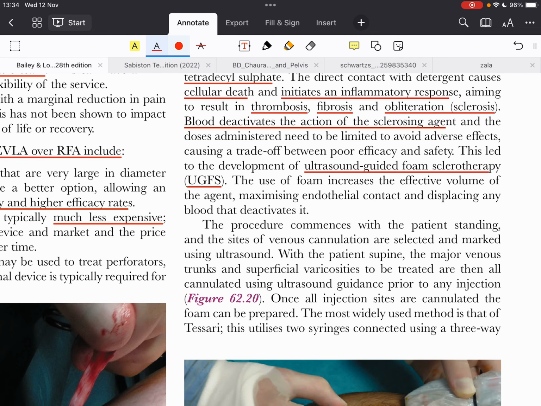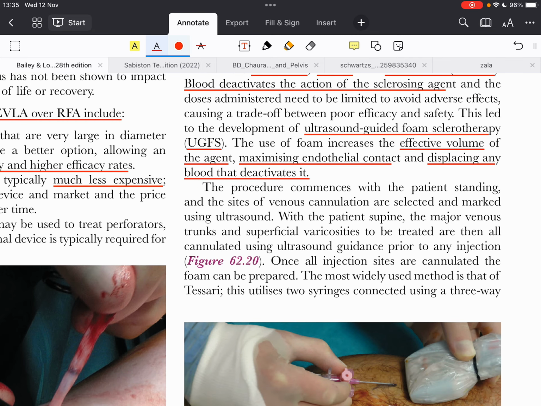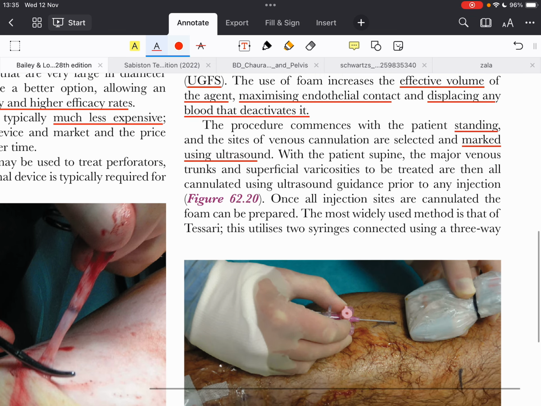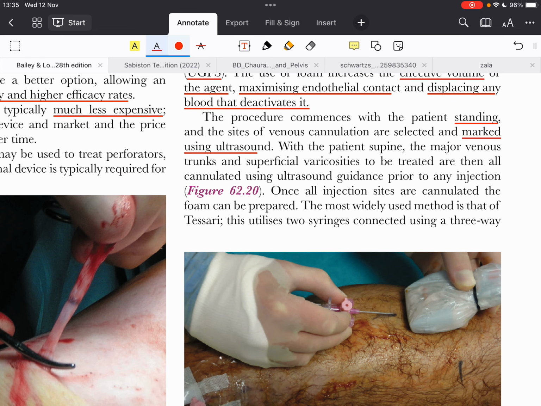The use of foam increases the effective volume of the agent, maximizing endothelial contact and displacing any blood that deactivates it. The procedure commences with the patient standing, and the sites of venous cannulation are selected and marked using ultrasound. With the patient supine, the major venous trunk and superficial varicosities to be treated are then all cannulated using ultrasound guidance prior to injection. Once all injection sites are cannulated, the foam can be prepared.